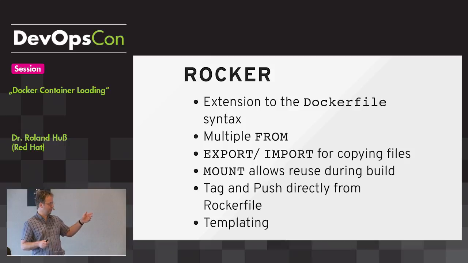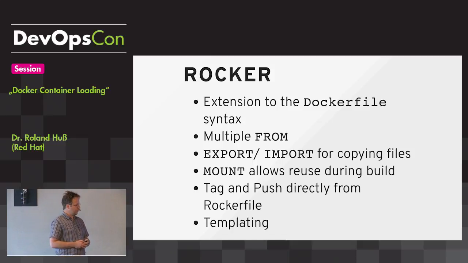And you can also specify directly the tag and provide a push directly from the Dockerfile. So when Rocker is running, you can tag it directly so you have everything together. Everything within the Dockerfile, you have not only the specification of the image, but also how it should look when you build it. And it provides also some sort of templating, which is based on the Go template language.